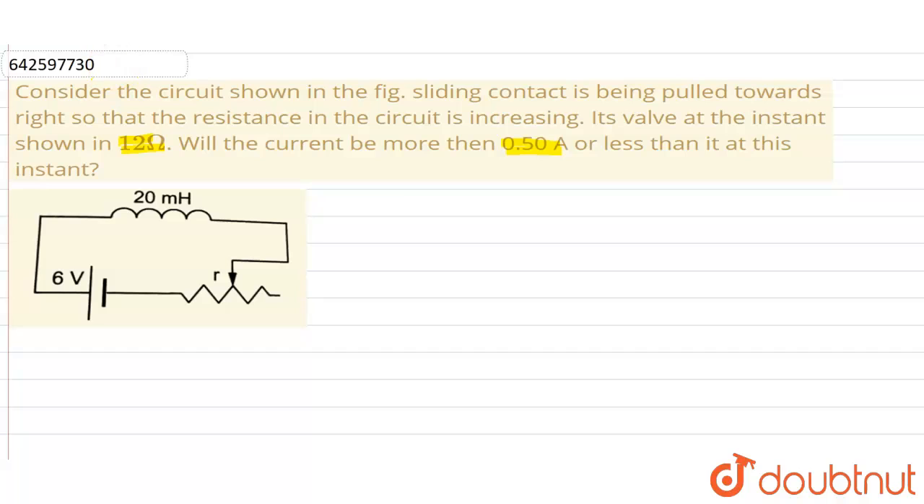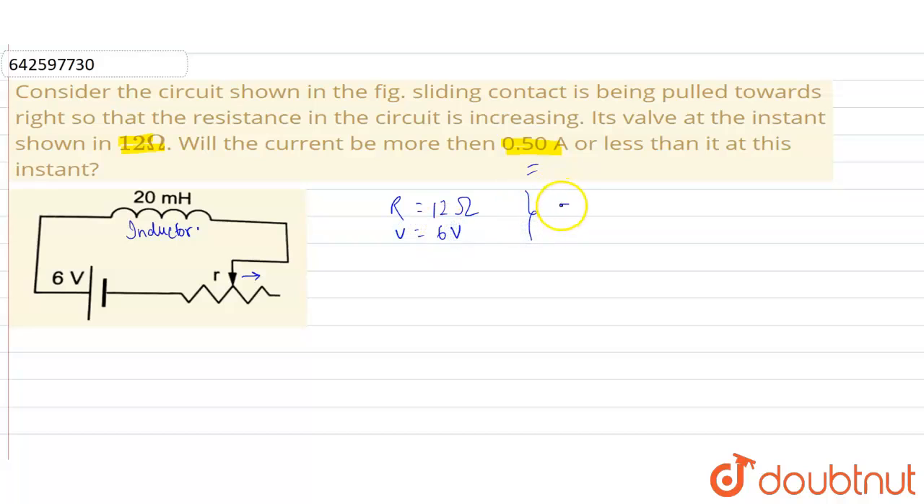Okay, so basically we have been given a circuit in which an inductor is there. Okay, and we move this jockey to the right so that the resistance increases. So we have to tell whether the current will be more than 0.5 ampere or less than 0.5 ampere at this instant. Okay, so at this instant, the resistance given to us is 12 ohm, correct, and the voltage is 6 volts.